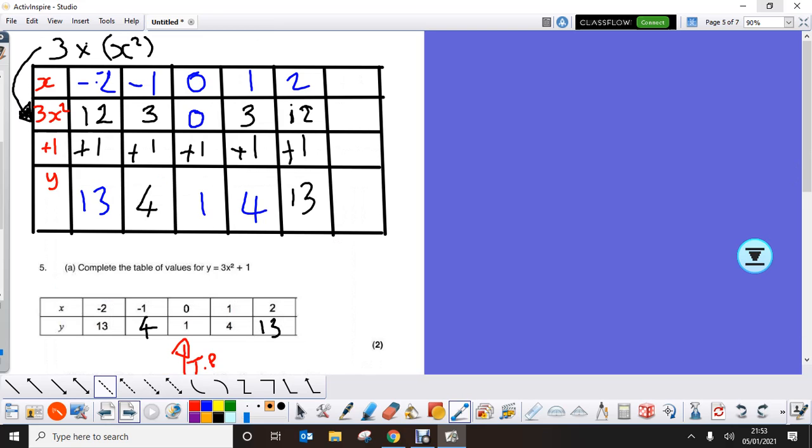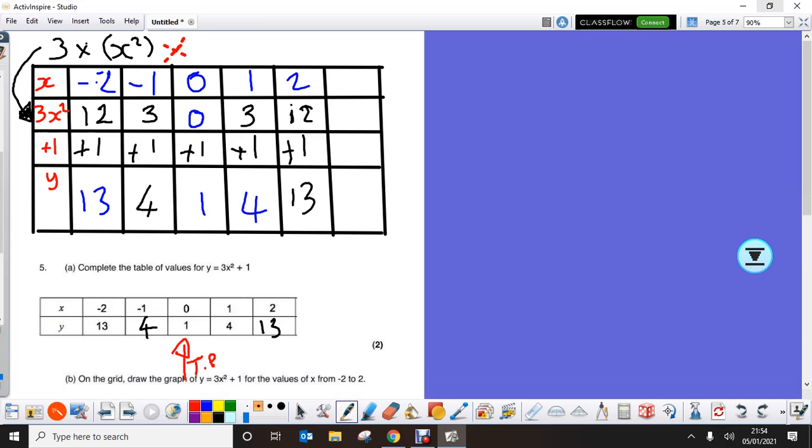Question 5, slightly more difficult on this one. The first one at the top there, you can see hopefully, is 3x squared. Okay, 3 times x squared. So I would need to calculate x squared first, and again I'll do it over this side, so that would be 4, 1, 0, 1, 4. That would be my x squared.